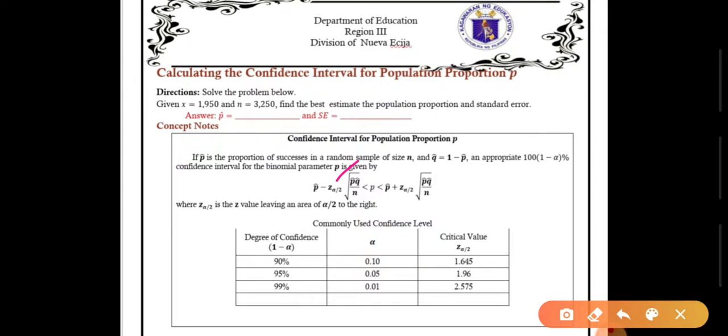alpha over 2 times the square root of P hat Q hat over n, where Z sub alpha over 2 is the Z value leaving an area of alpha over 2 to the right, commonly associated with the confidence level. So if your degree of confidence is 90%, alpha is 0.10, and our critical value is 1.645. If 95%, our alpha is 0.05, and our critical value is 1.96. If 99%, then 0.01 is our alpha, and our critical value is 2.575.